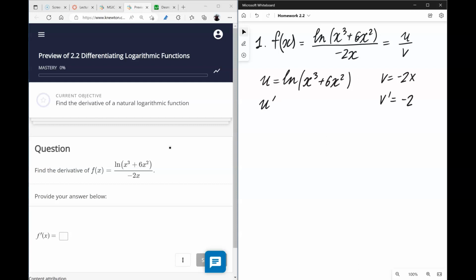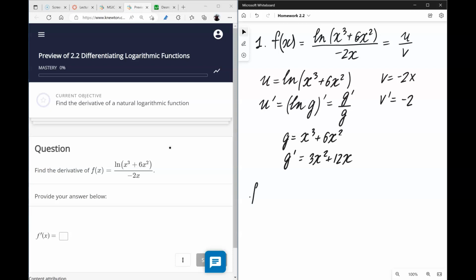But to find u prime, we're going to identify this as ln of g, where g is my polynomial. So the derivative of this function will be g prime over g. So if g is x cubed plus 6x squared, then g prime will be 3x squared plus 12x. Now we have everything, and let's put it all together.